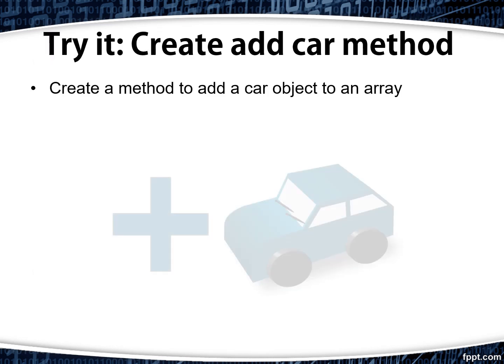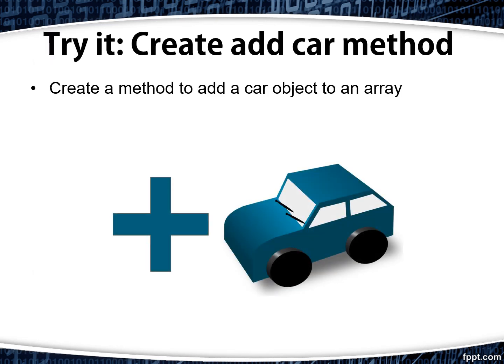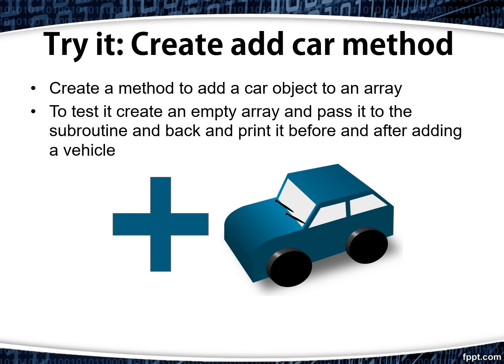Next up, create a method to add a car object to an array. To test it, create an empty array and pass it to the subroutine and back, and print it before and after adding a vehicle. This will show you whether or not there's an object in there. Pause this video now so that you can have an attempt at it, and then I'll show you the solution on the next slide.